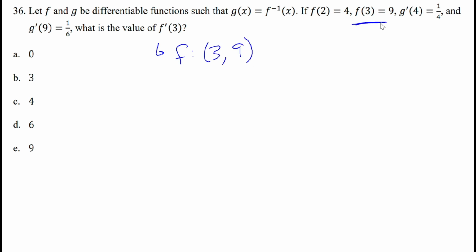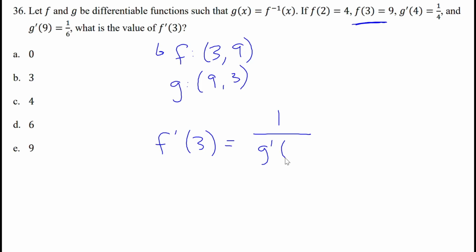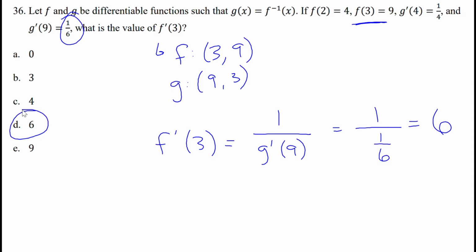It's (3, 9), which tells us that g must have the related point (9, 3). And the inverse rule says that the derivative of f at 3 should be 1 over, or the inverse of, the derivative of g at the related x value at that point, g prime of 9. So f prime of 3 is just 1 over g prime of 9. g prime of 9 was 1/6, so it's 1 over 1/6, which is just 6, which is answer choice D.